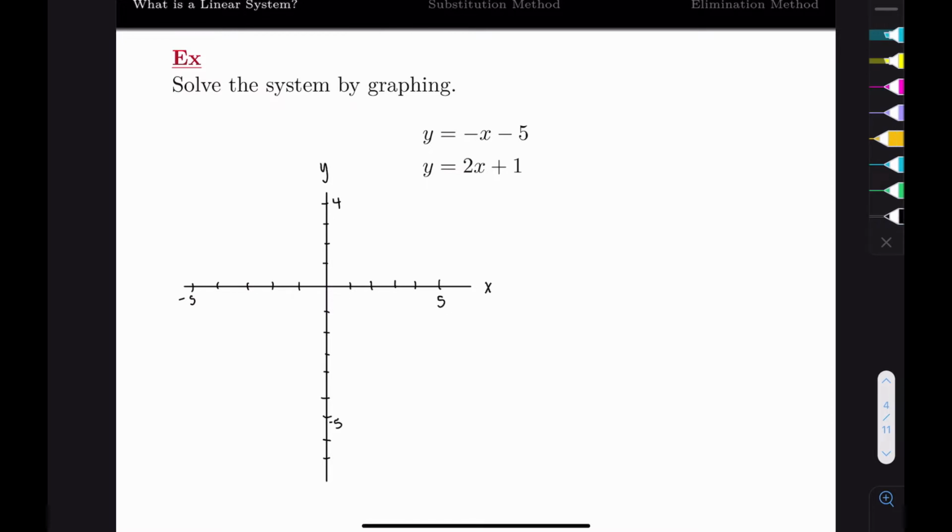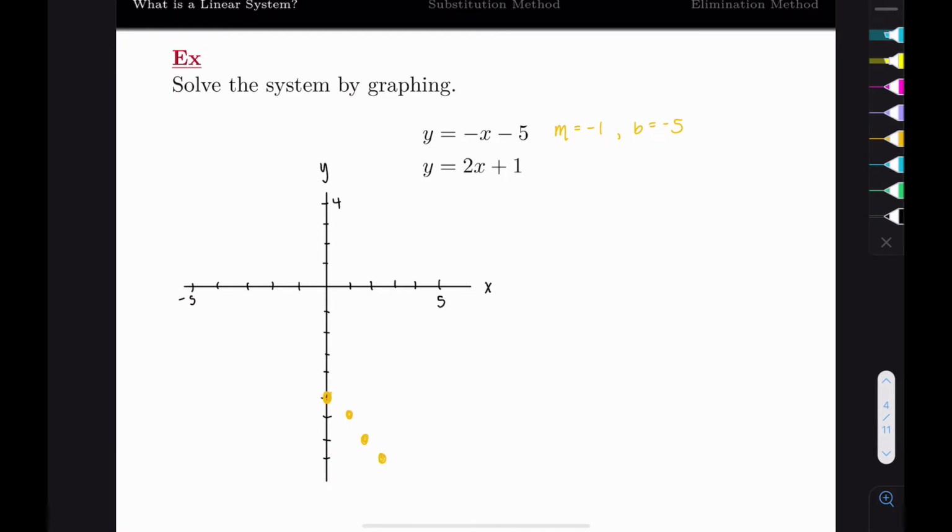So we'll start with our first line. Here, our slope is -1 and our y-intercept is -5. So we'll go ahead and plot that point at -5, which is actually right here. I'm not great at counting. And then our slope is -1, so we go down 1 over 1. And that gives us another point. Down 1 over 1 gives us another point.